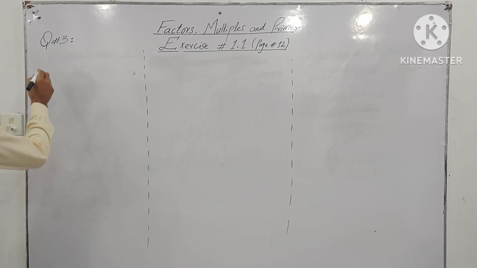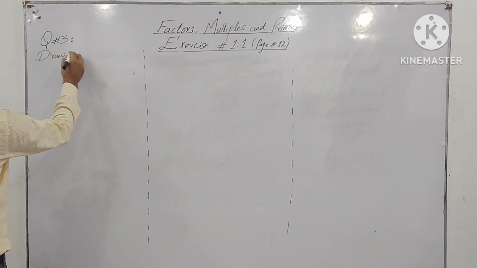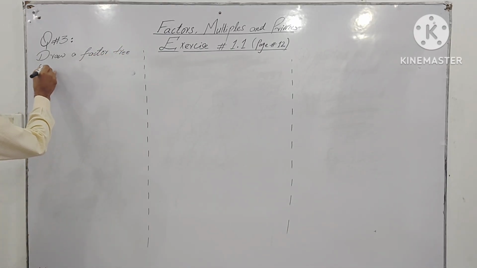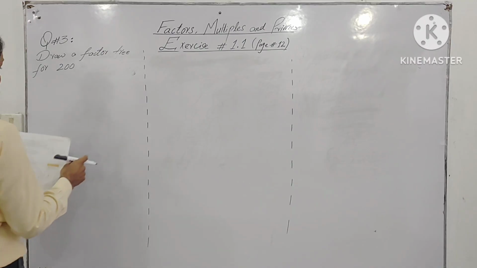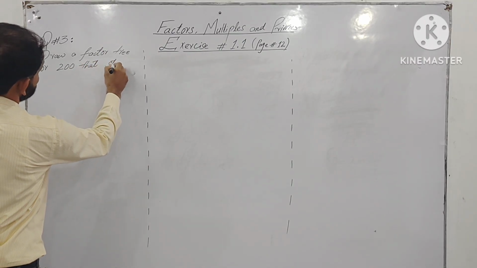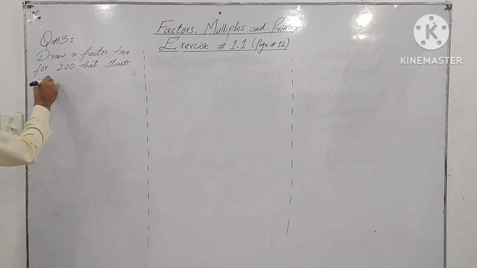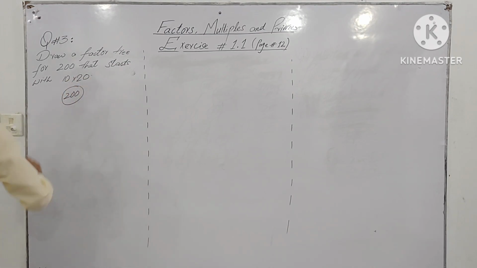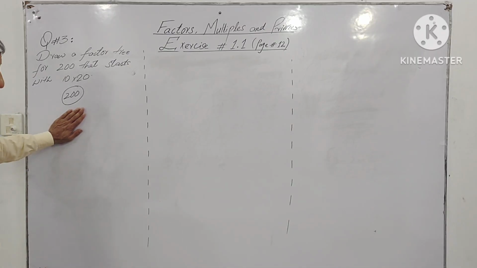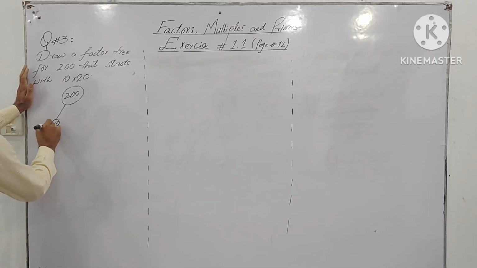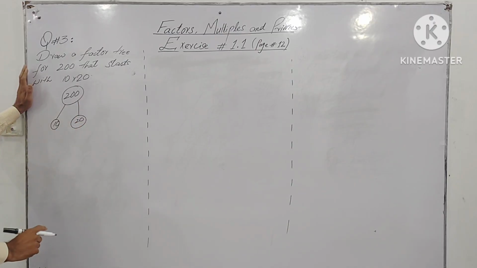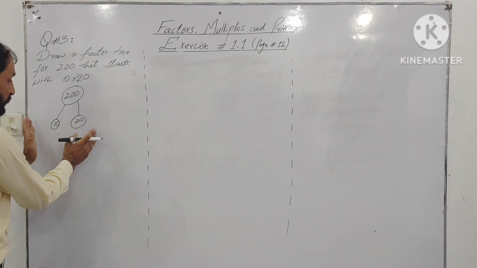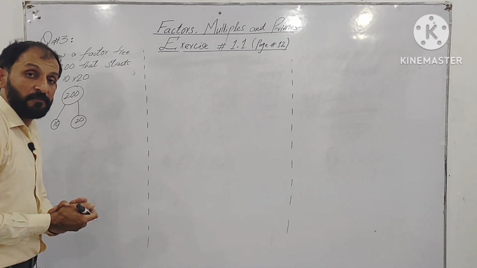The statement is: draw a factor tree for the number 200 that starts with 10 multiplied by 20. The first step is you have to write down 200 as it is, and then 10 and 20. The factors of 200 can be written in the form of 10 into 20. When we multiply 10 and 20, the answer will be 200.